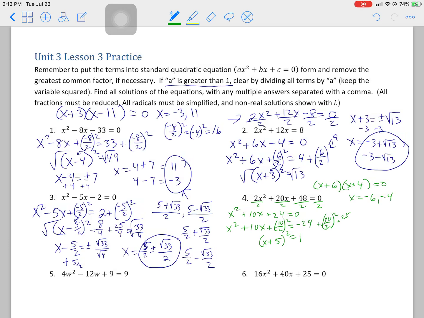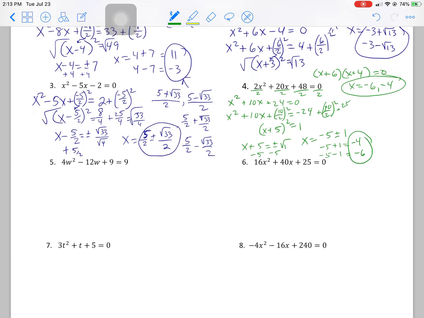Check with the instructor if you need to show more work than that or in a different way. So this, then if I square root both sides, I'm going to get x plus 5 equals plus or minus the square root of 1, which is a 1. So move the 5. So x is going to equal negative 5 plus or minus 1. So negative 5 plus 1 is negative 4. Negative 5 minus 1 is negative 6. That's what we had here. Okay? It's a good one to practice.